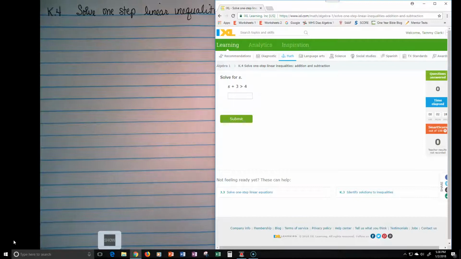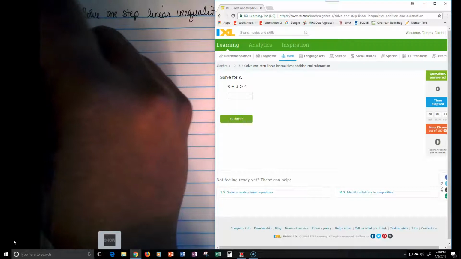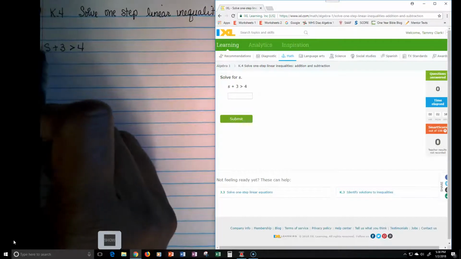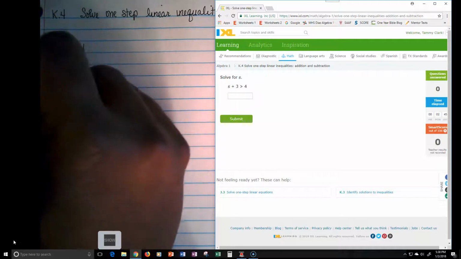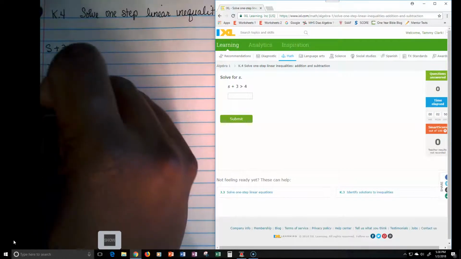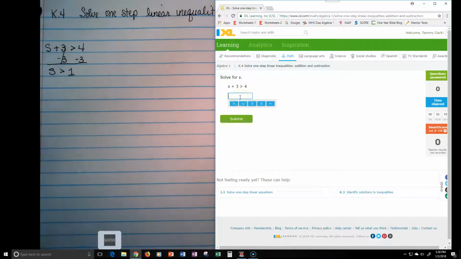So our first problem is we're going to solve for s, and we're given s plus 3 is greater than 4. Well, to solve for s means to isolate s, in other words, get s by itself. So to do that, I'm going to subtract 3 from both sides of the equation, and I have s, well, 3 minus 3 is 0, and 4 minus 3 is 1, so s is greater than 1. Come on over here, and you're going to type s, the symbol that you need, and 1. All right, fantastic. Let's go ahead and look at number 2.